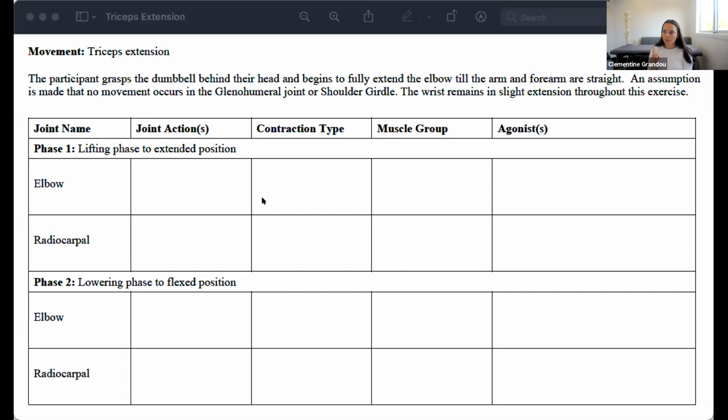So if the wrist is remaining in some sort of position, we already know that at the wrist joint, it's going to be isometric. So let's put in isometric for our contraction types.